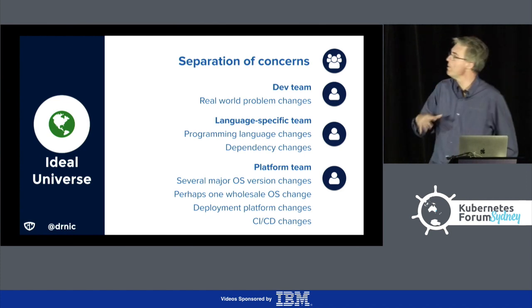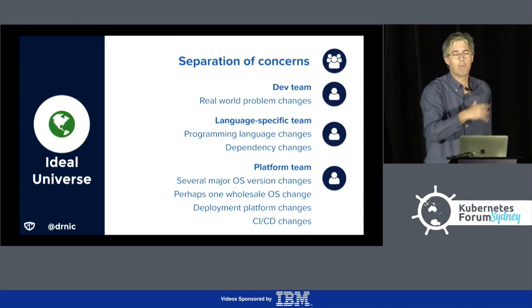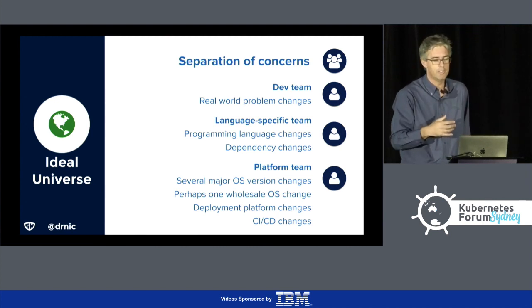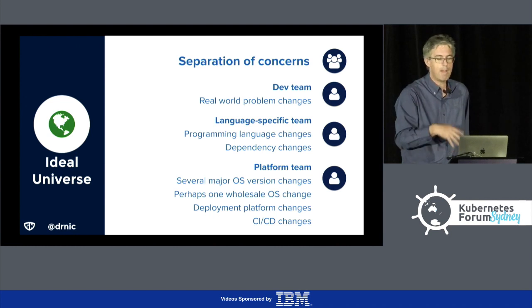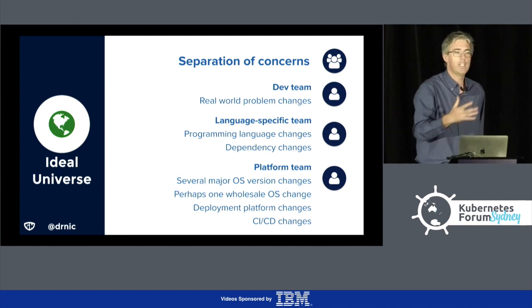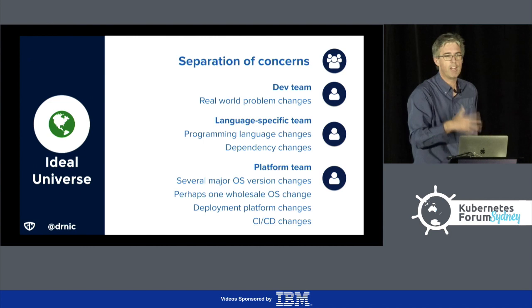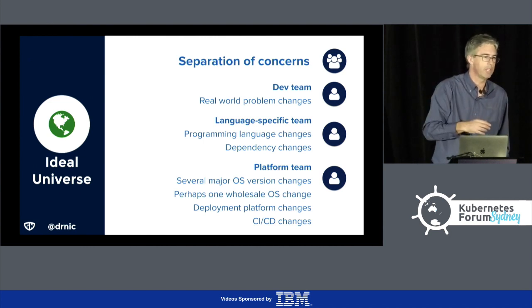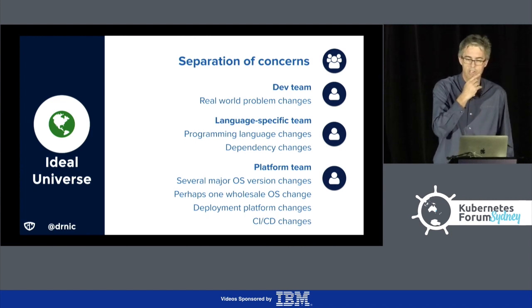So one way we might separate concerns is we'll leave the developer team and their product owner in charge of the real-world problem changes. Maybe we'd have a language-specific group, the Java group, figuring out what is the Java stack, the Spring stack, or the Ruby or the Go stack that we want to go to market with. You might separate that out as a concern or outsource it to another organization.